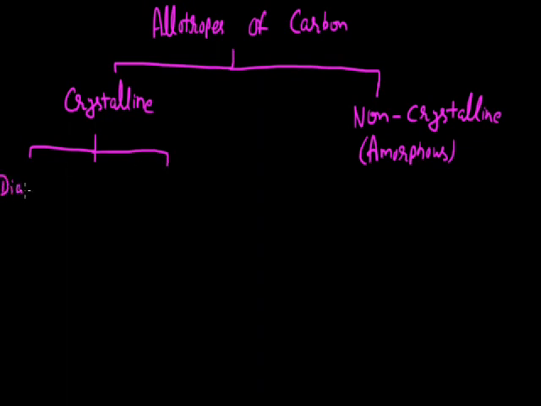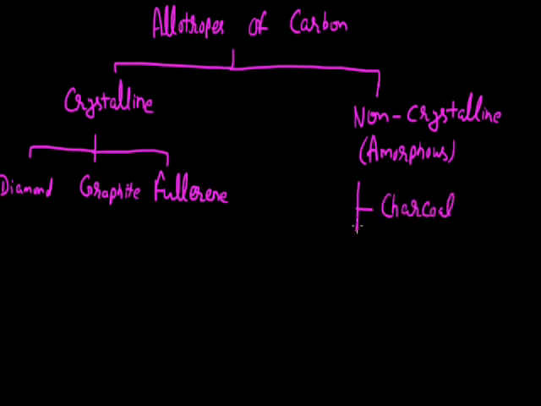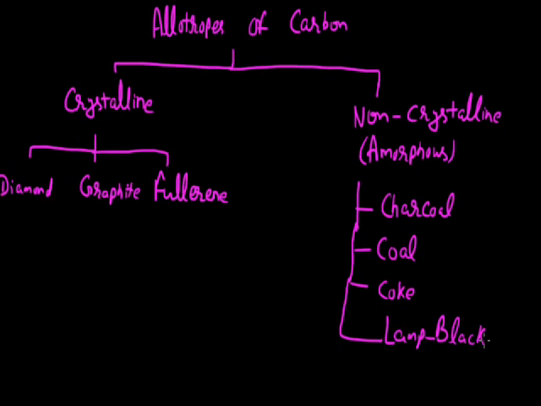We have three important allotropes as examples of crystalline allotropes. They are diamond, graphite, and the recently discovered allotrope of carbon, fullerene. While the examples of non-crystalline amorphous allotropes of carbon are charcoal, coal, coke, and lamp-black. In this chapter, we will deeply discuss only the crystalline allotropes of carbon. So, we will start with the first crystalline allotrope of carbon, that is diamond.